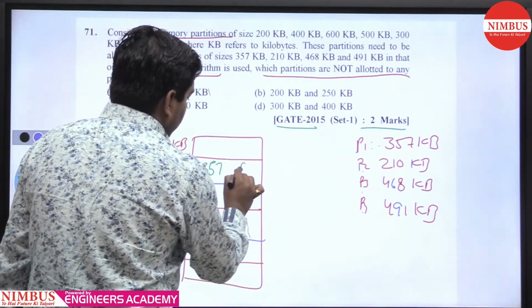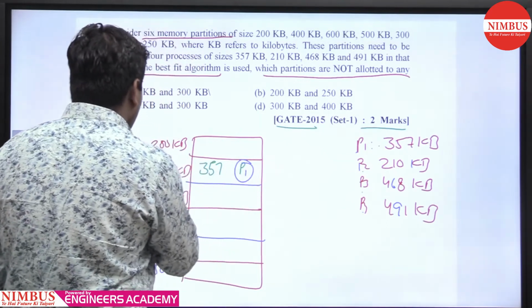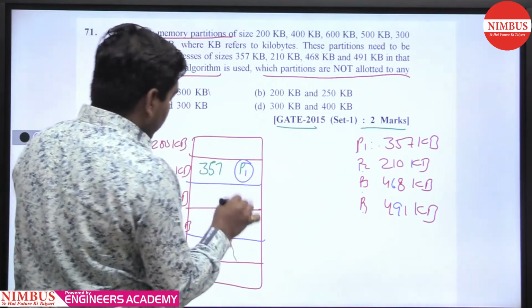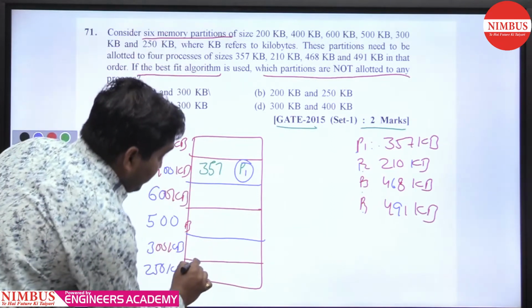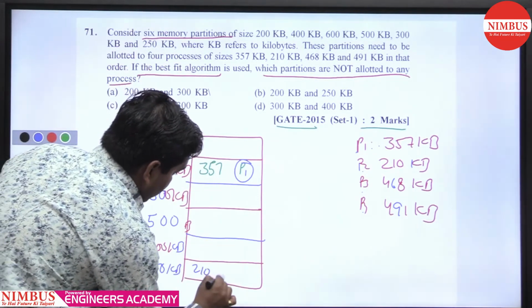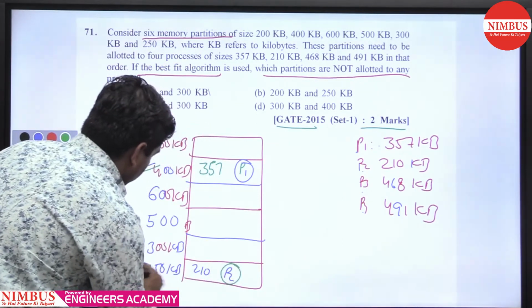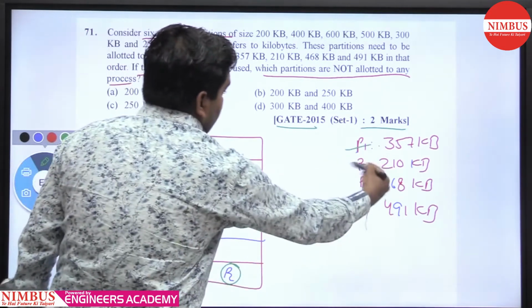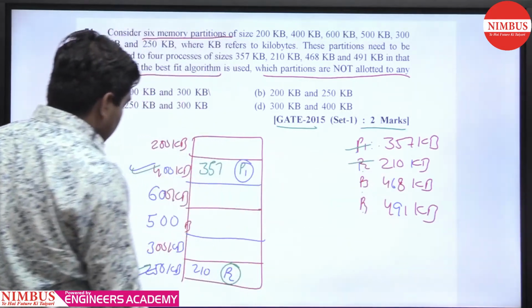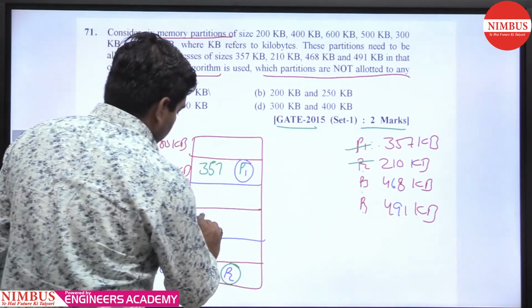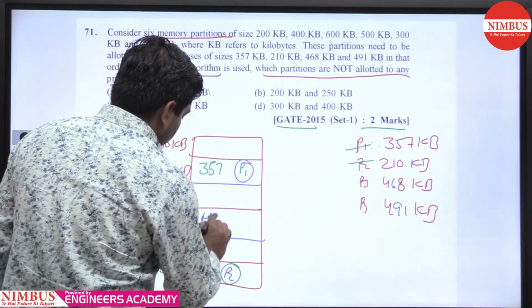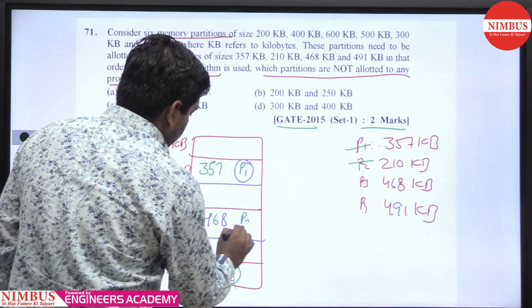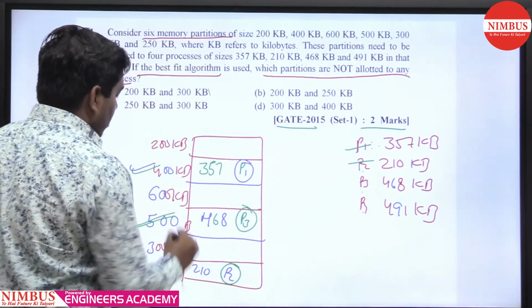It means P1. This block is occupied. After that 210 is placed in this one, that is P2, means this block is also occupied. This one is done, this one is done. P3, 468, which one is it? That is P3, means 500 block is also occupied.